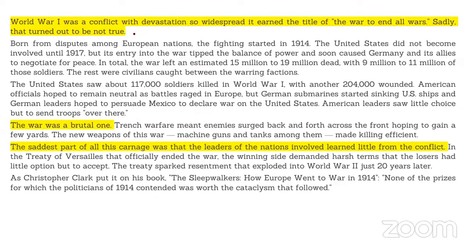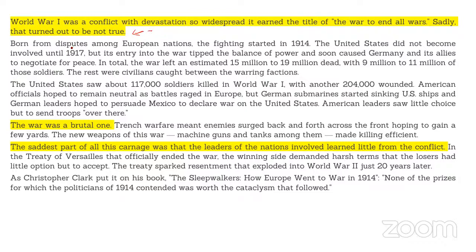All right. So, the first line is very important. That is something which directly sets up the context, but more than that, the author has given his direct opinion. Sadly, that turned out to be not true. What is not true here? That they thought that World War One was a conflict with devastation so widespread that it earned the title of the war to end all wars. That means people who fought the war considered it to be the final war. It will end all wars. And the author is saying that sadly, that turned out to be not true. So that was false. It was not the last war, right?